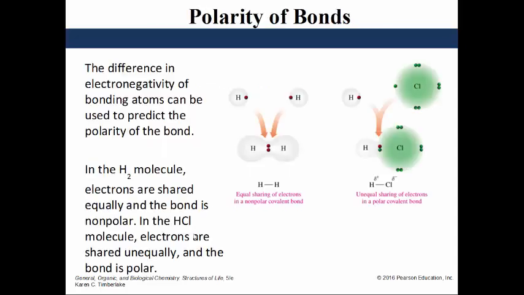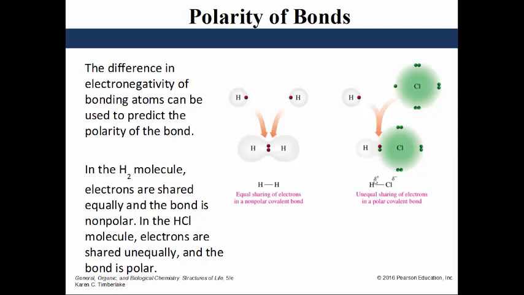Alright, next we'll talk about the polarity of bonds. The difference in electronegativity of the atoms that are bonding together can help you predict the polarity of that bond. So for example, given here, hydrogen. Hydrogen, when it naturally occurs, is what's called a diatomic element that has 2 atoms, so it is always represented by H2, because there are 2 of them here. In this example, the electrons are shared equally by both of these atoms. So when they're shared equally, the bond will be nonpolar.